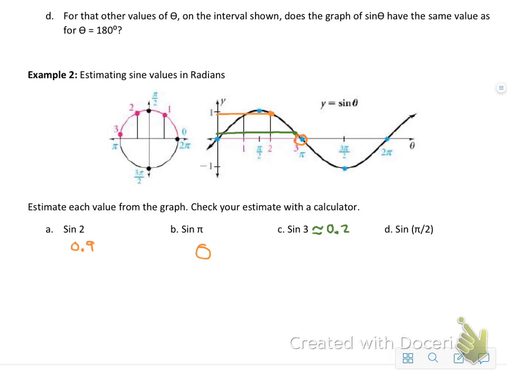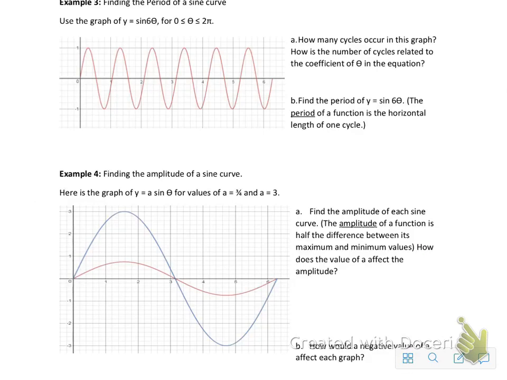Then we have sine of pi over 2. Well, that's right here. So that's 1. Sometimes it's as simple as looking at a graph. Sometimes you're going to have to do a little bit more to figure it out, like we did in the last couple of sections. So, example 3.